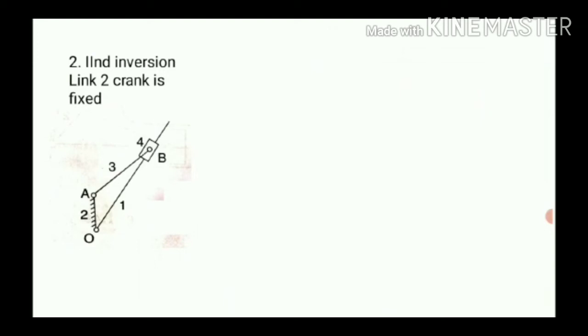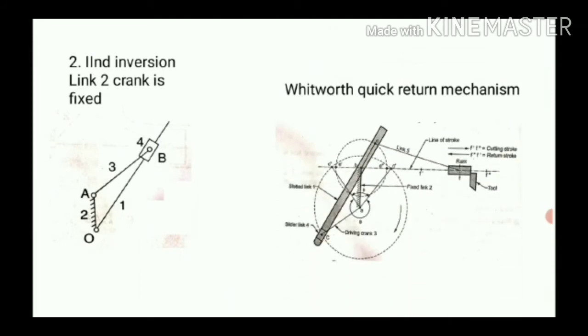The application of this inversion is the Whitworth quick return mechanism. Here we can see the Whitworth quick return mechanism. Now here link number 2, that is the crank, is fixed. So link number 3, the connecting rod, acts as a driving crank. At the end of the driving crank, the slider is attached. And link number 1 is the slotted bar or slotted plate, which is called the cylinder. When link number 3 rotates, the slider has a reciprocating motion inside the slotted bar, so it causes that particular slotted link to rotate or move.